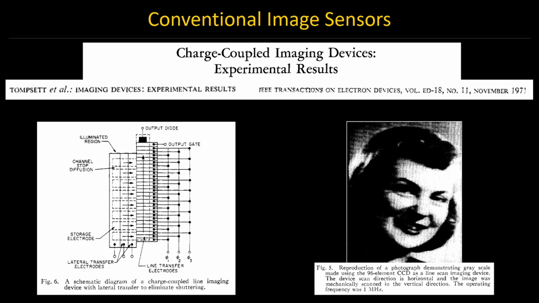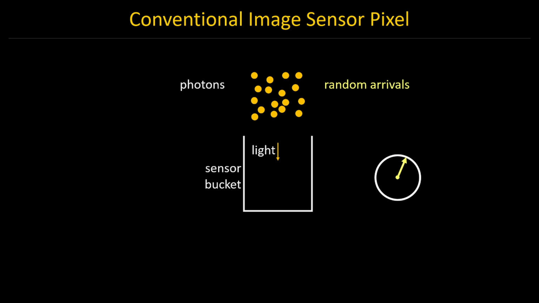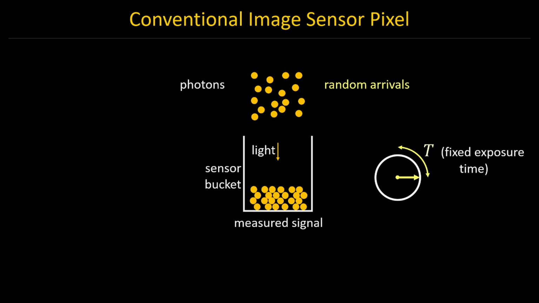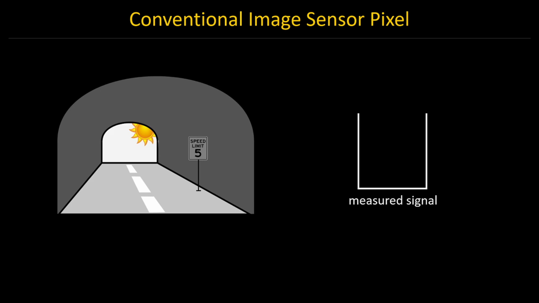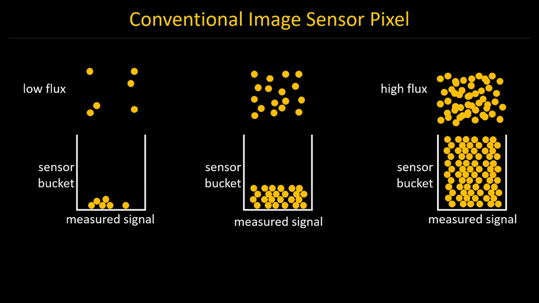Since the early days of digital camera sensors until today's state-of-the-art megapixel image sensors, the basic principle of how a camera pixel captures scene brightness has remained unchanged. A camera pixel is like a light bucket. It collects photons for a fixed exposure time. The higher the brightness, the more this bucket fills up. If the brightness is extremely high, the bucket reaches a saturation limit as it cannot hold additional photons.